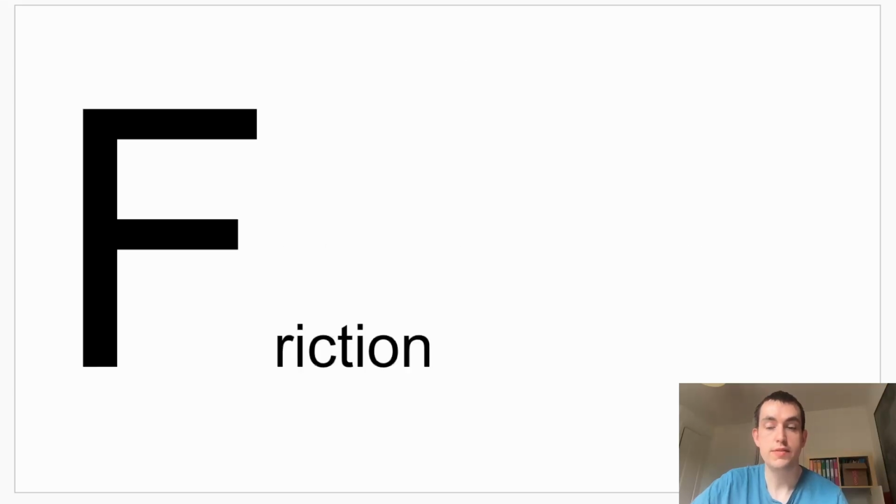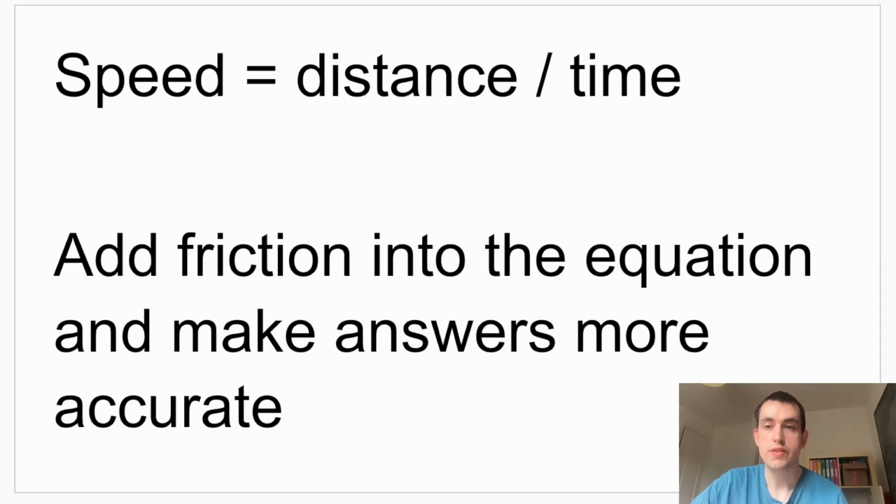F is for friction. So previously, you've used speed equals distance over time. Now we add friction to the equation to make answers a bit more like they would be in real life. We still ignore air resistance though.